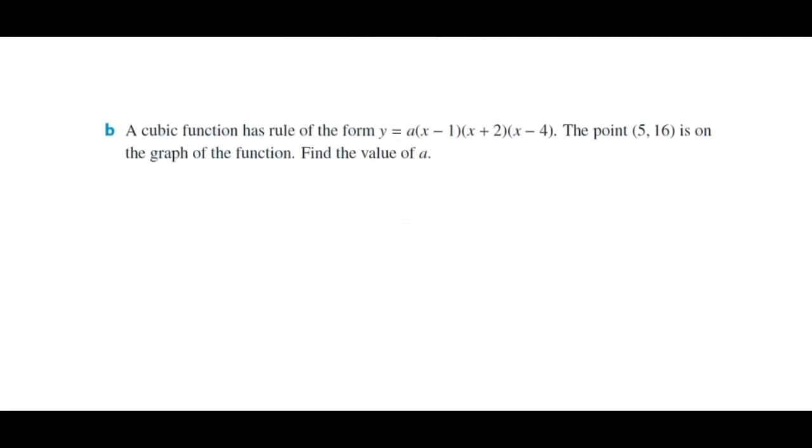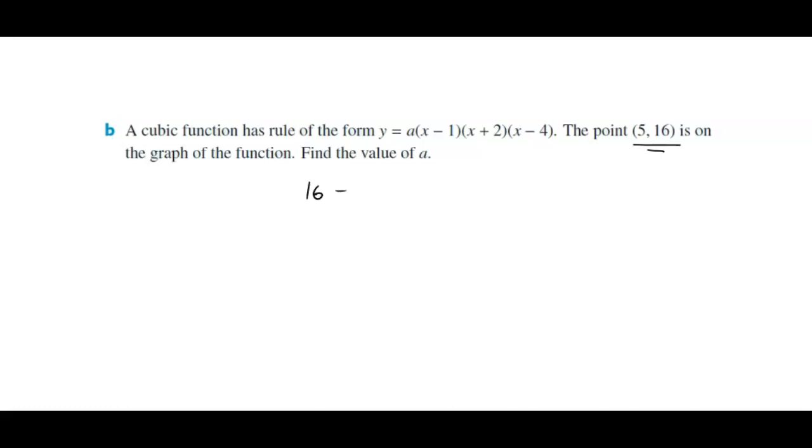In the second example, they've given us the rule of a cubic: y equals a times (x minus 1) times (x plus 2) times (x minus 4). Just looking at the rule, I can see that this cubic function has 3 x-axis intercepts. And again, the value that is missing is the value of the dilation factor. Like the previous example, they've given us a point to find the value. So we're going to start by substituting the point into the rule.